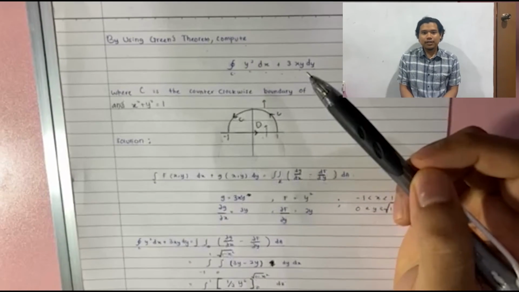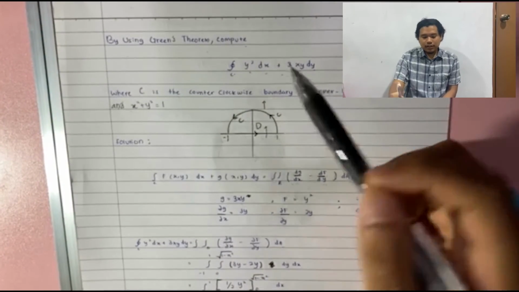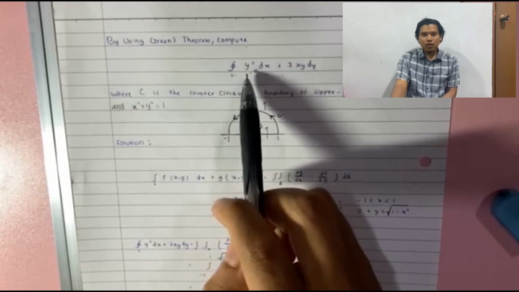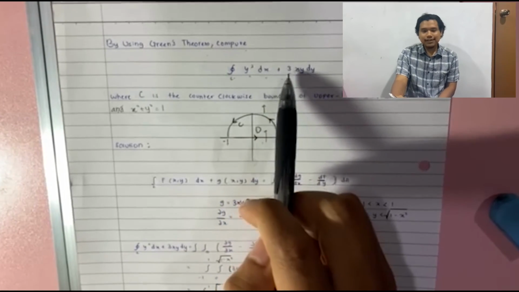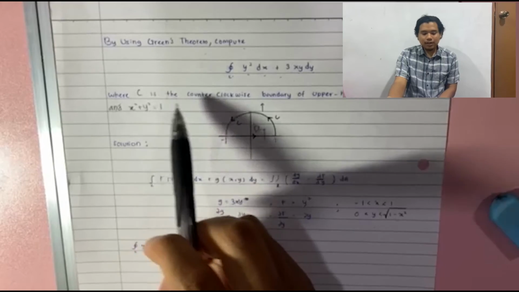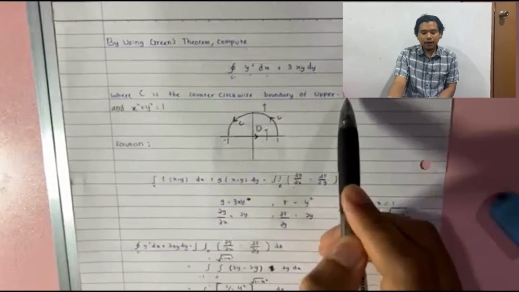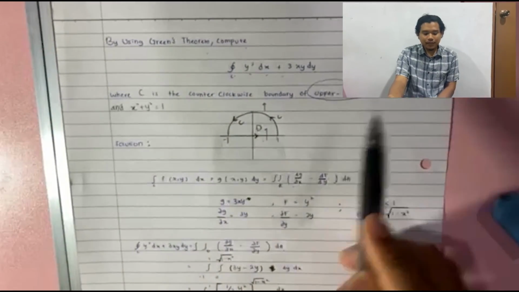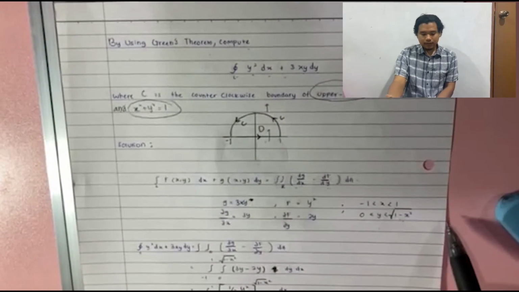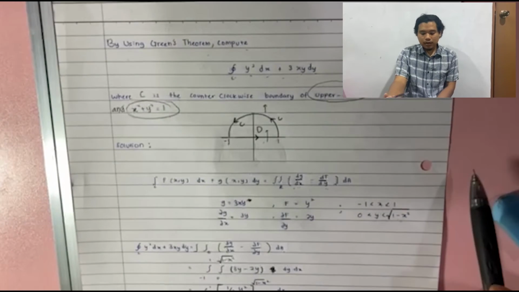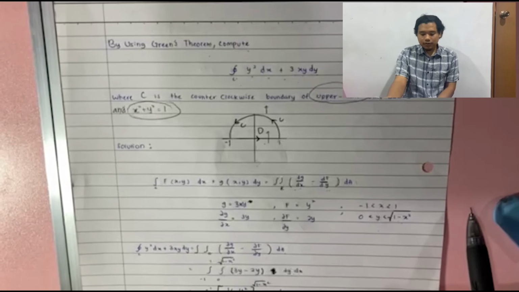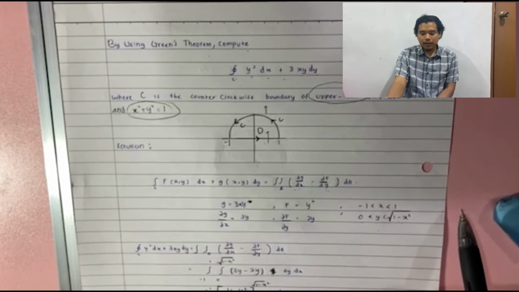For the final question, the question is, by using Green's theorem, compute the line integral of y squared dx plus 3xy dy, where C is the counterclockwise boundary of the upper half unit disk D, and x squared plus y squared equals 1. For this question, we can compute the line integral directly, but using Green's theorem, it will be easier.